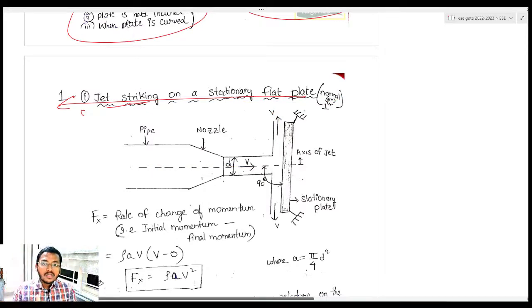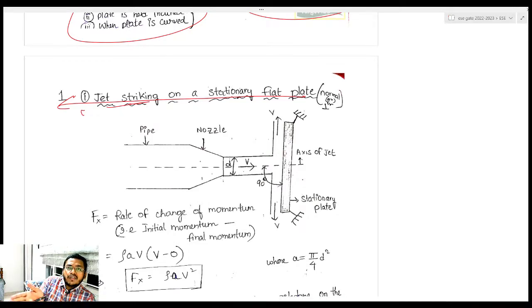This is the top view. So actually the plate is not like this. The plate is something like this and the water jet is coming like this. So try to imagine the water jet is coming, and it is hitting my plate normally. So what happens? Half of the water will go in this direction, half of the water will go in this direction. It is common sense. I hope you got it.